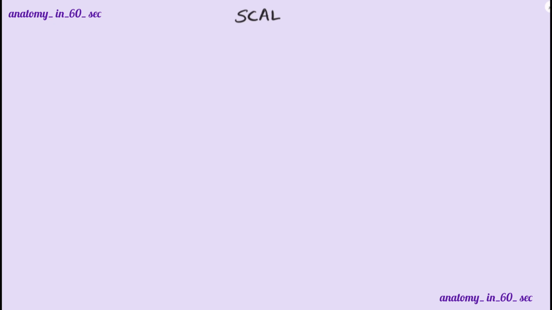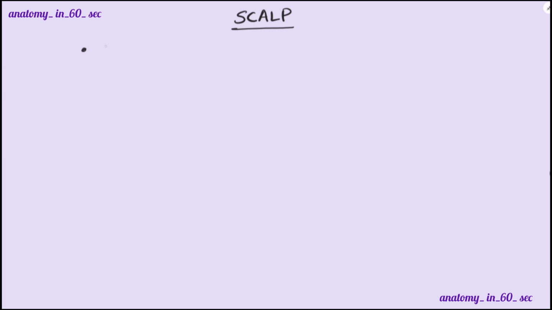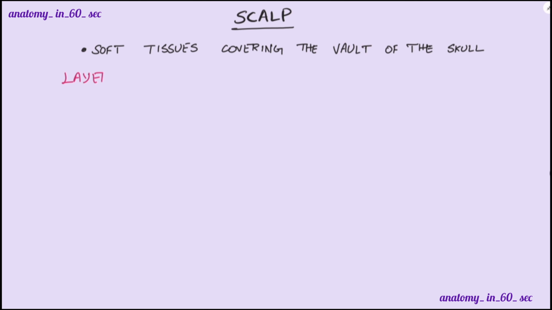Hello everyone. Today's topic is scalp. First of all, what is scalp? The soft tissues covering the vault of the skull is called scalp. Now coming to layers of scalp. Scalp is made of 5 layers.